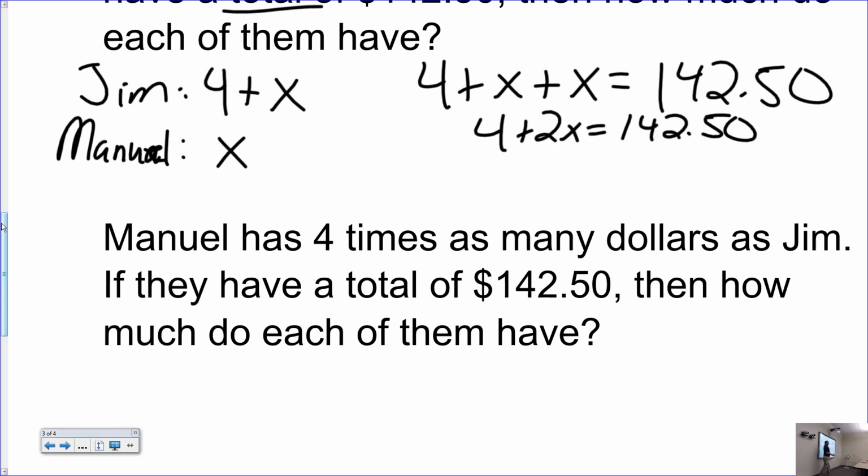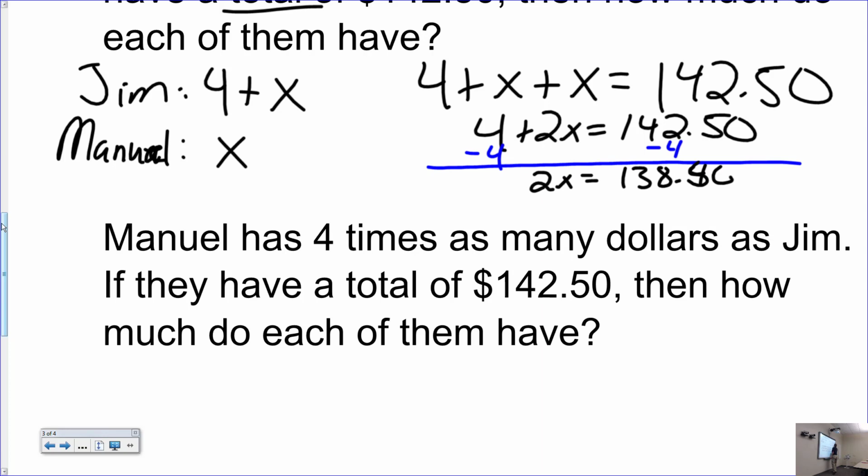Once you get the equation, then it's algebra, right? And it's not overly complicated algebra. It's the type of algebra that we should be relatively comfortable doing at this stage, right? So subtract 4. 2x equals 138.50. And then last but not least, cut that in half. X equals 69.25.